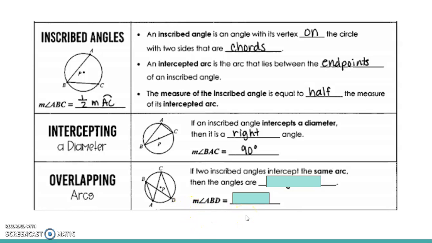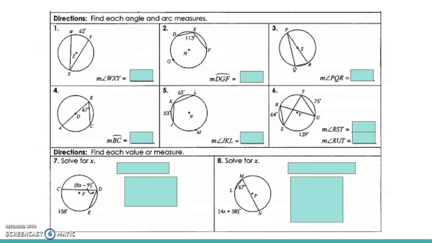Overlapping arcs. If 2 inscribed angles intercept the same arc, then those angles are congruent. So if I look, ABD and ACD are overlapping, they have the same arc. So they're going to be congruent, and the arc that they share is AD. So let's do a couple problems with all of that.